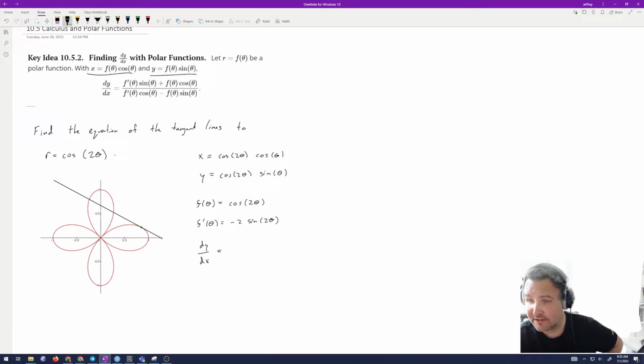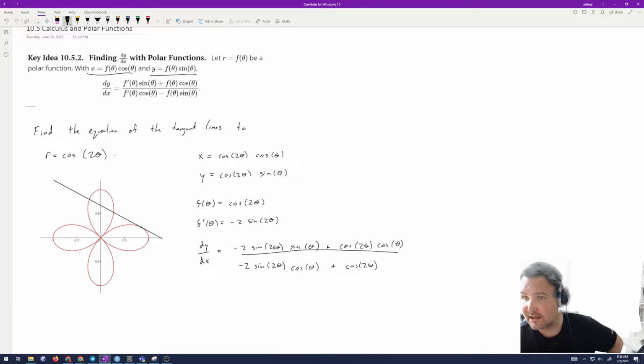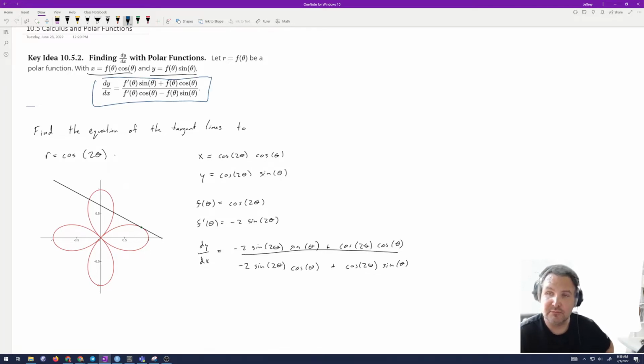Okay, so we have the derivative, negative 2 sine 2 theta, times the sine of theta, plus cosine 2 theta times cosine theta, all divided by negative 2 sine 2 theta, that's the derivative, times cosine theta, and then the function itself, cosine 2 theta times sine theta. So that's it. And the important part here is really understanding where this comes from, right? And the book has a really good explanation for that in a video. This is just how you would apply it to a particular function.